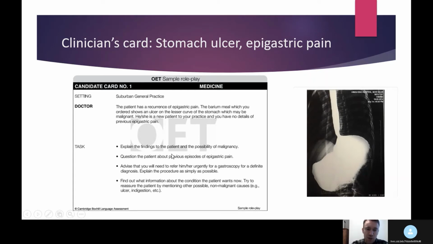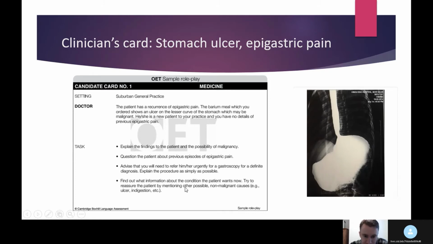It says you need to explain the possibility of malignancy to the patient. You need to question the patient about their previous episodes, about their record, and then you need to advise them that they need a gastroscopy, and you need to explain it in layman's terms as simply and as reassuringly as possible, because as we know from the other role-playing card, the patient is going to tell the doctor, I do not like the sound of that at all, that sounds horrible.